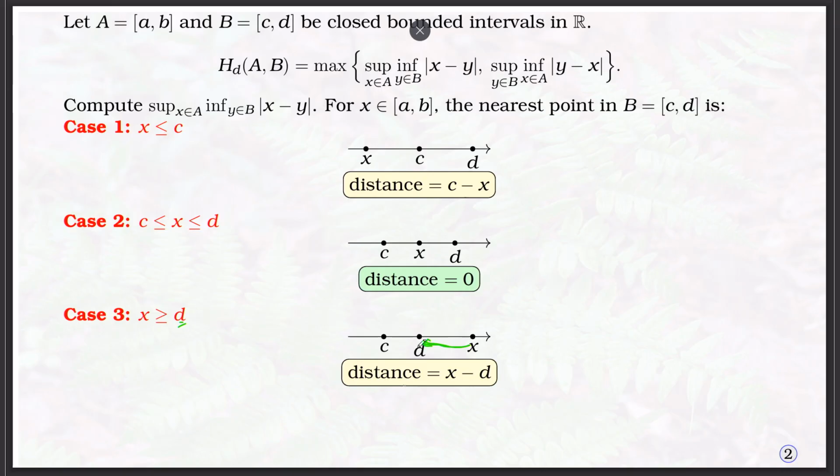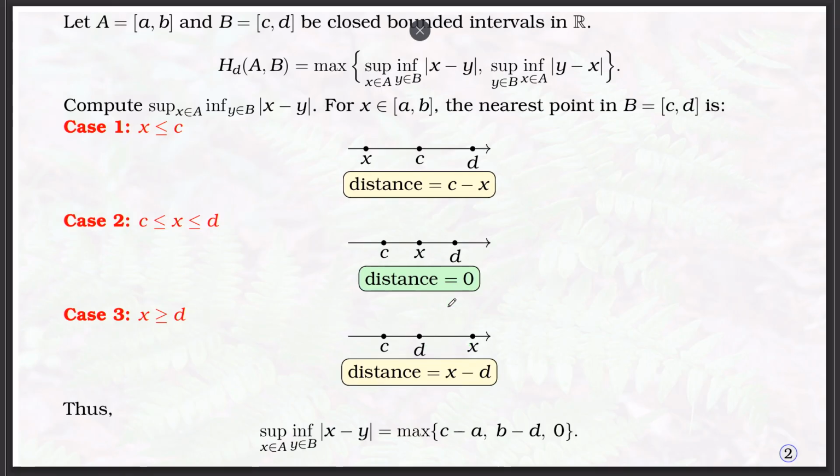Then we have three possibilities. We need to take the infimum for the nearest distance, and then take the supremum. There are three finite numbers, therefore we can take the maximum of c minus x, because the worst possible case is c minus a.